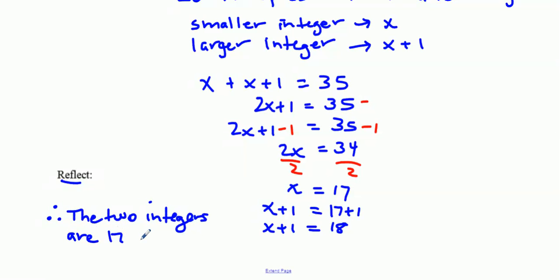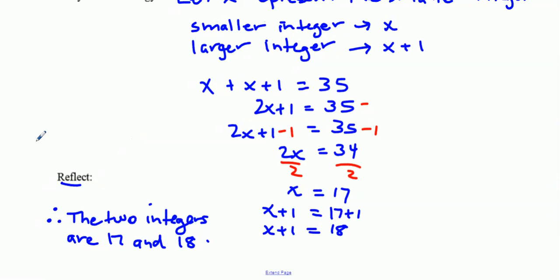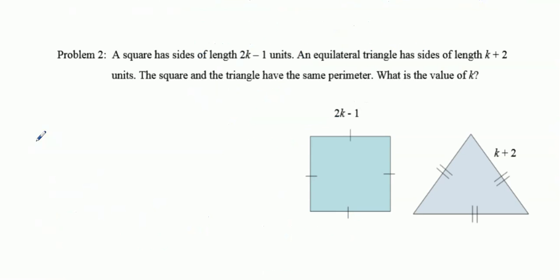are 17 and 18. And in the reflecting, we might want to think about checking it as well. We could always go back and check and see if they add together to give you 35, which was what it said in the original problem, right? And of course, 17 plus 18 is 35. So you always go back and make sure that you've read the question. All right, so that's a little problem solving strategy for you.